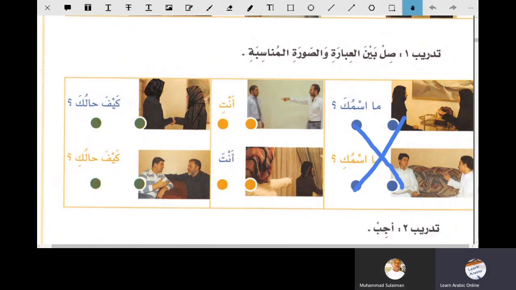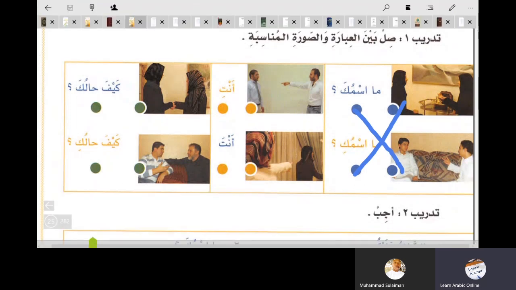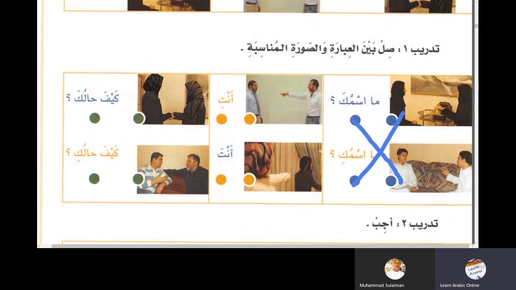Okay. This is your homework. You need to join these words with pictures after the class. Okay? I will send you the PDF. You will just do it like this.